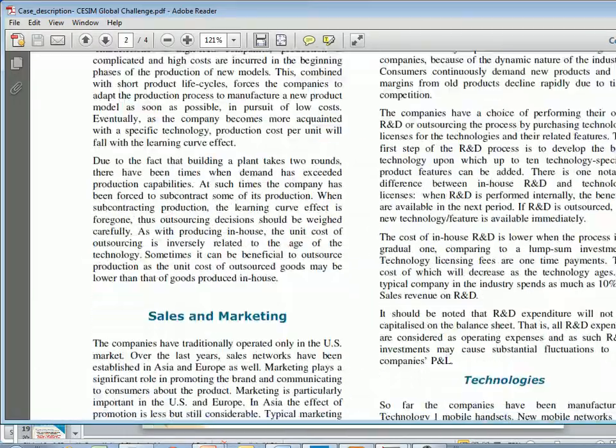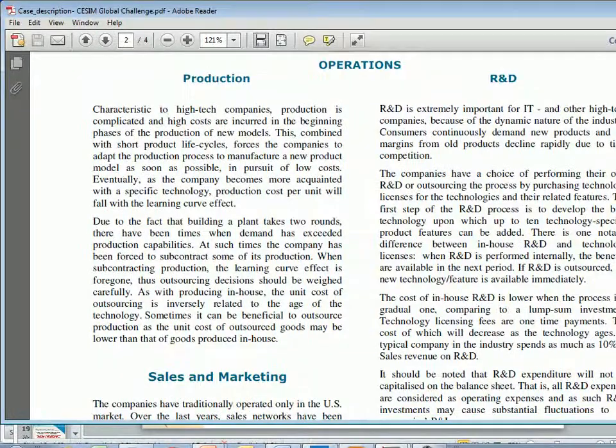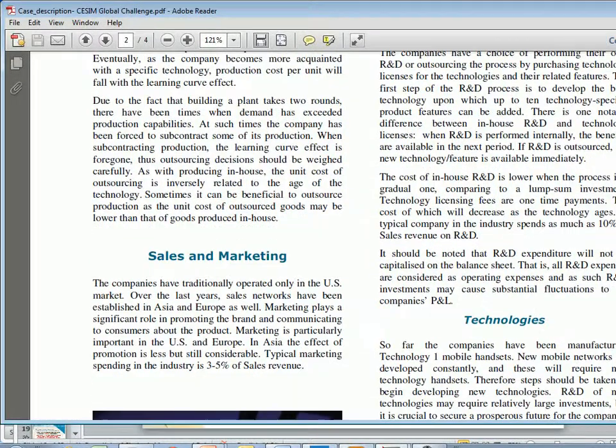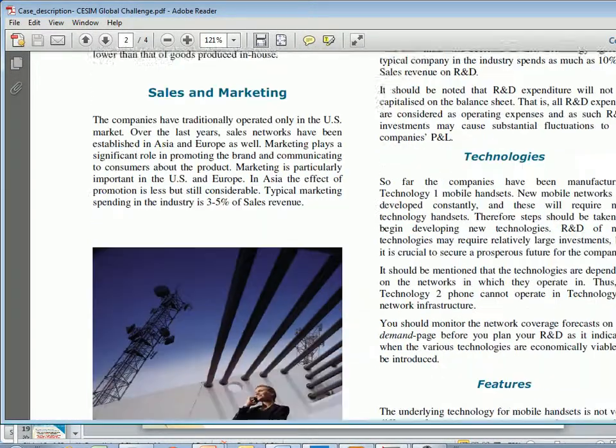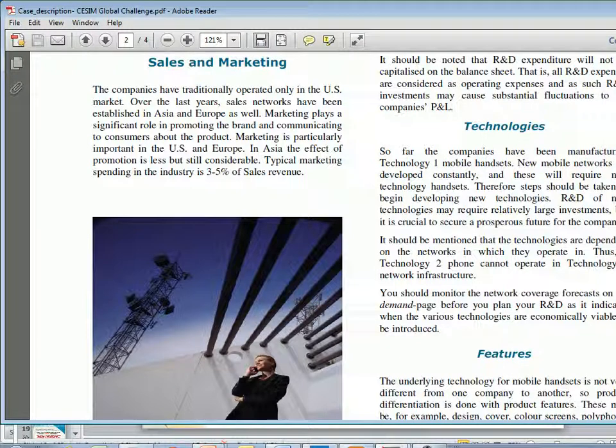And now let's look at sales and marketing, which I think is important. Again, they've operated only in the US. Now they're going into Europe and Asia. Marketing is very important. There's no other way to say it: if people don't know about your cell phone, they're not going to buy it.